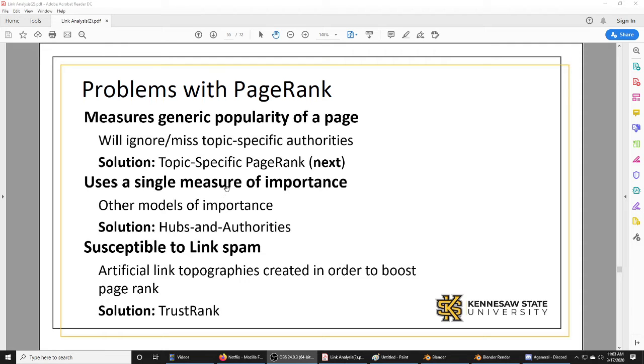It's used as a single measure of importance. Other models, most commonly hubs and authorities, give you weighted balances. PageRank is also susceptible to link spam: artificial link topographies created in order to boost page ranks. We talked about that before. Basically it's a bunch of links pointing to itself, or a bunch of pages that they've created to point to one page to give it a high ranking. Their solution is this thing called TrustRank.